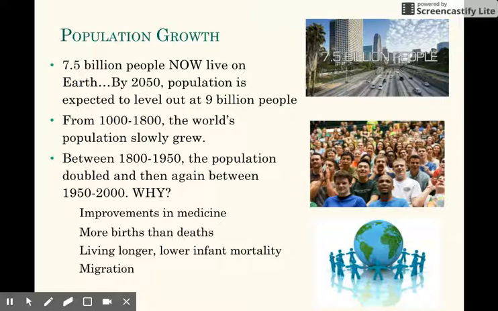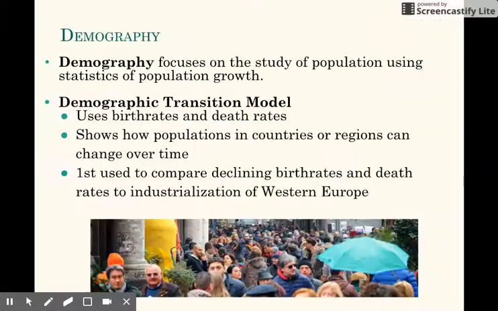From 1000 to 1800, the world's population slowly grew. But between 1800 and 1950, the population doubled, and then again between 1950 and 2000. Why did this happen? Well, some cool things started to change. So there were improvements in medicine. There were more people being born than dying. People were living longer. Babies were surviving, and migration.